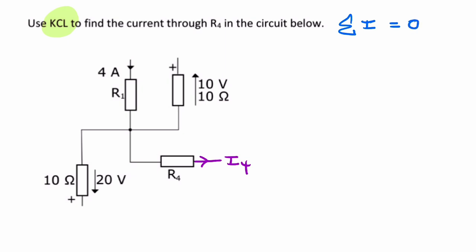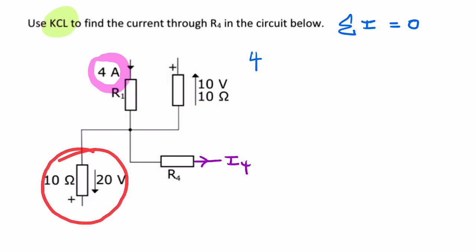So if we look at each of these currents, I1 is 4 amperes. So that's our first current. So we've got 4 amperes. Our next current, let's say this is our next current.